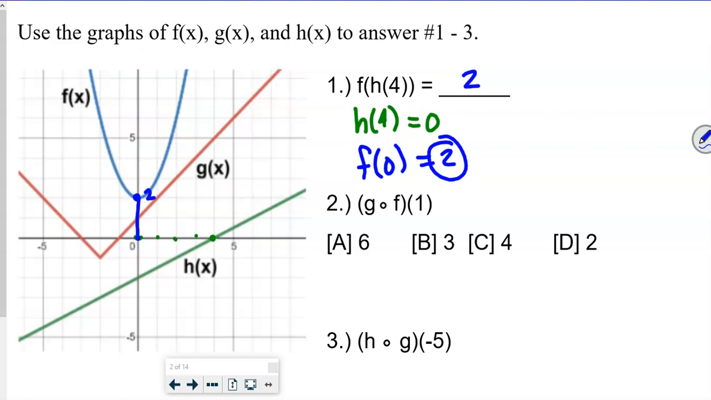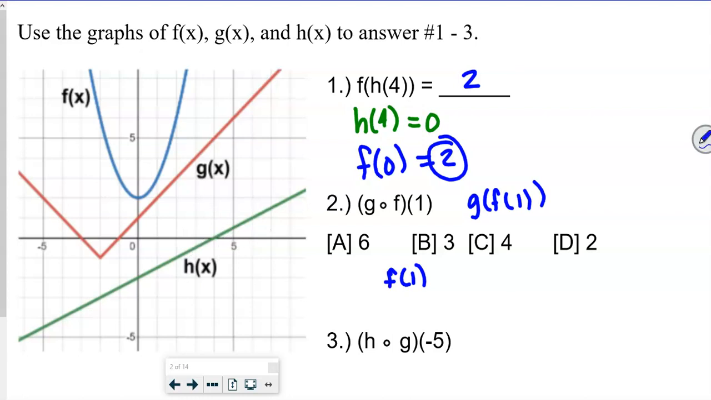So now the next one is g of f of 1. I like to rewrite these because I don't really like that notation. So I just say g of f of 1. Okay, so we're going to do our f of 1 first, and that was our blue graph. So f of 1. I'm going to go ahead and erase these so we don't get any confusion. Okay, so our f of 1.